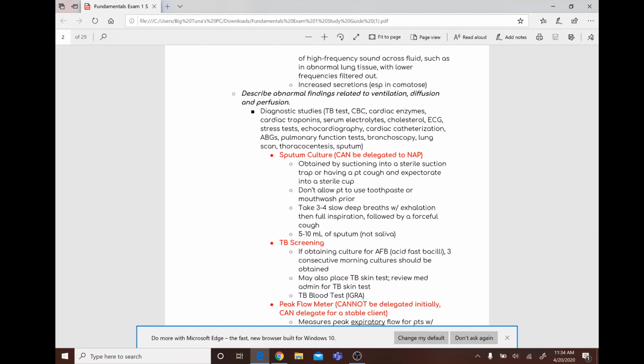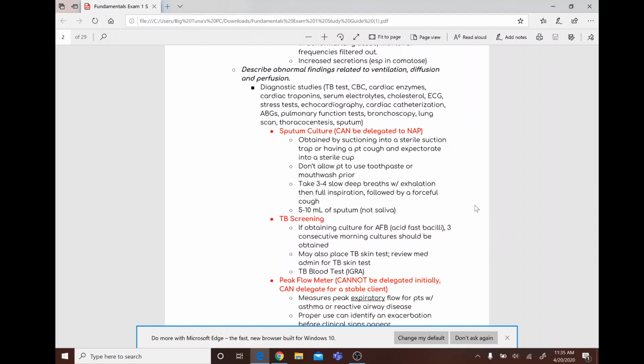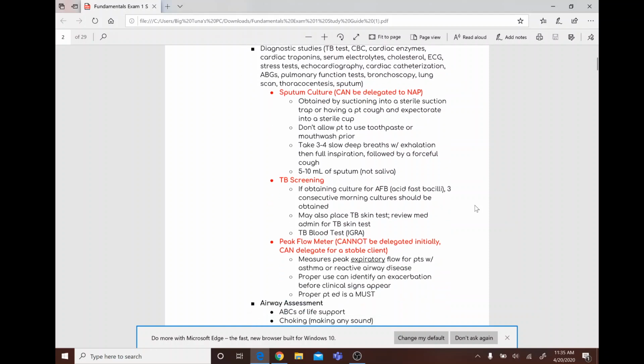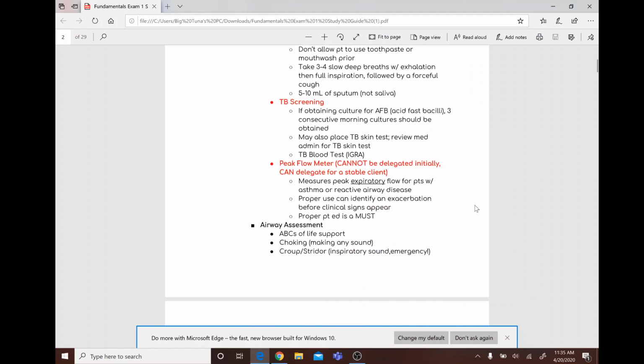How do you obtain a sputum culture? Suctioning into a sterile suction trap or having a patient cough and expectorate into a sterile cup. So before getting the sputum culture, what can we not have them do? Use toothpaste or mouthwash. What are we going to do during the sputum culture to obtain the sputum? Take 3 to 4 deep breaths with exhalation, then full inspiration, followed by a forceful cough, getting 5 to 10 milliliters of sputum.